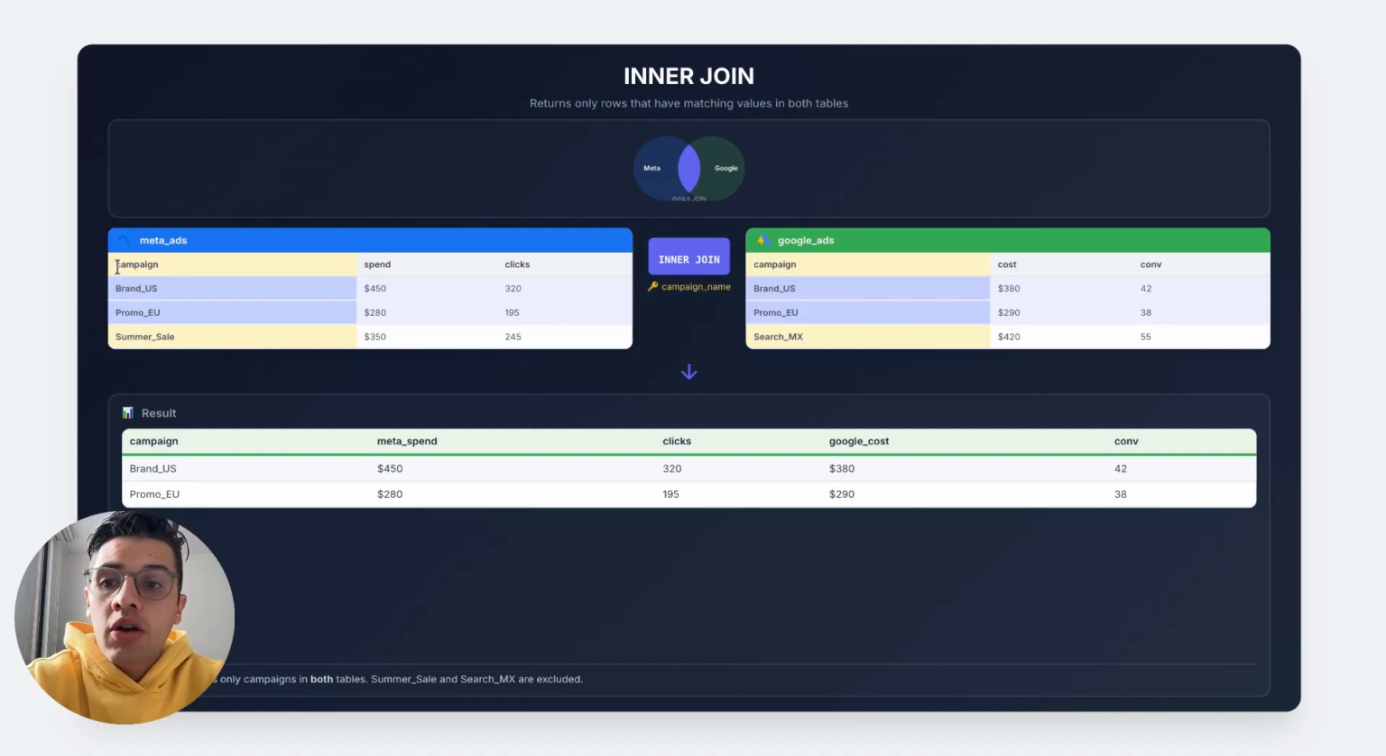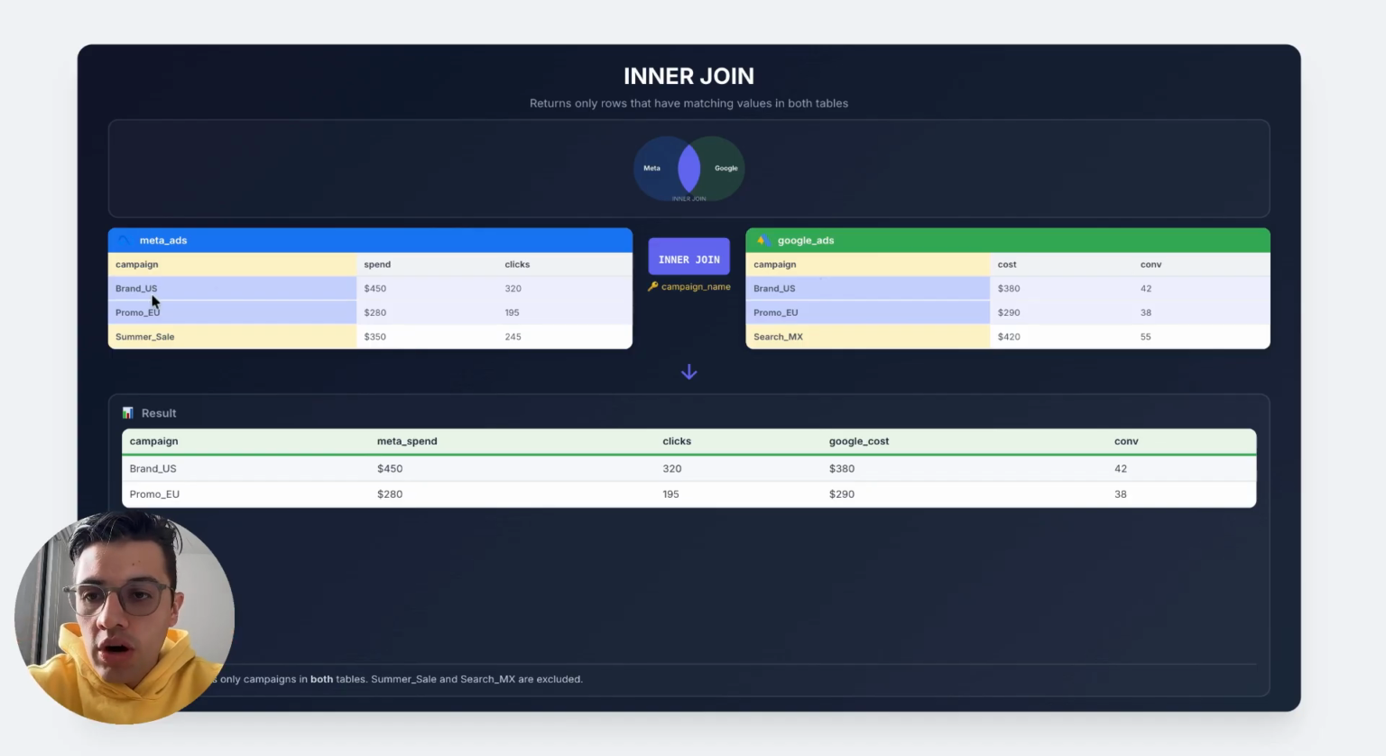Because it's the column that both tables share and that has unique values inside of them. So let's take a look at that. In the Meta Ads table, we have the campaign column. In the Google Ads table, we have the campaign column. And the name of each campaign should be different. We shouldn't have duplicated names.